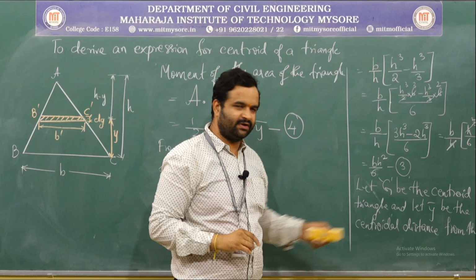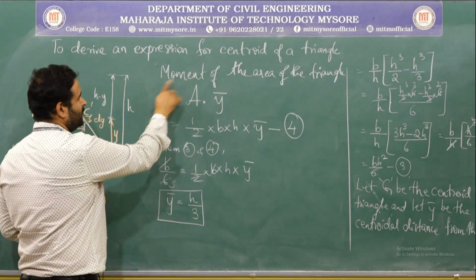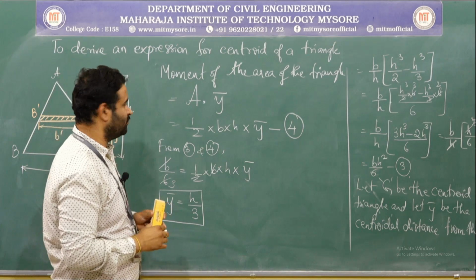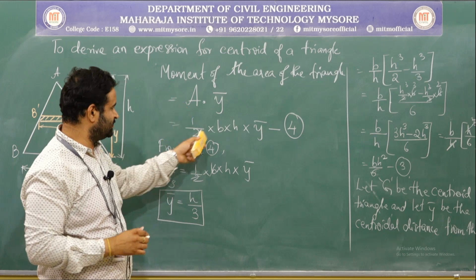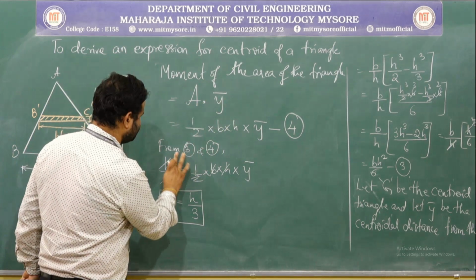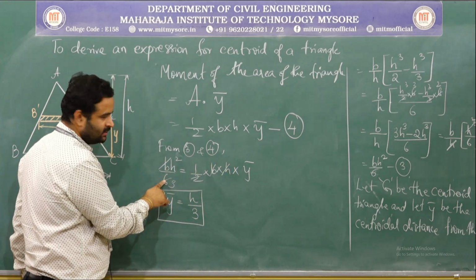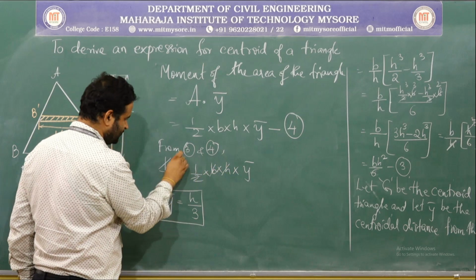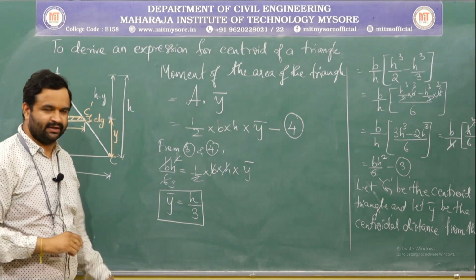Let G be the centroid of the triangle and y bar be the centroid distance from the base. And the moment of the area of the triangle is given by A into y bar, wherein the area of the triangle is given by half into base into height, into this y bar. So this is nothing but, from equation 3, b h square by 6. And now cancelling h and h square, we get h by 3. So y bar is equal to h by 3.